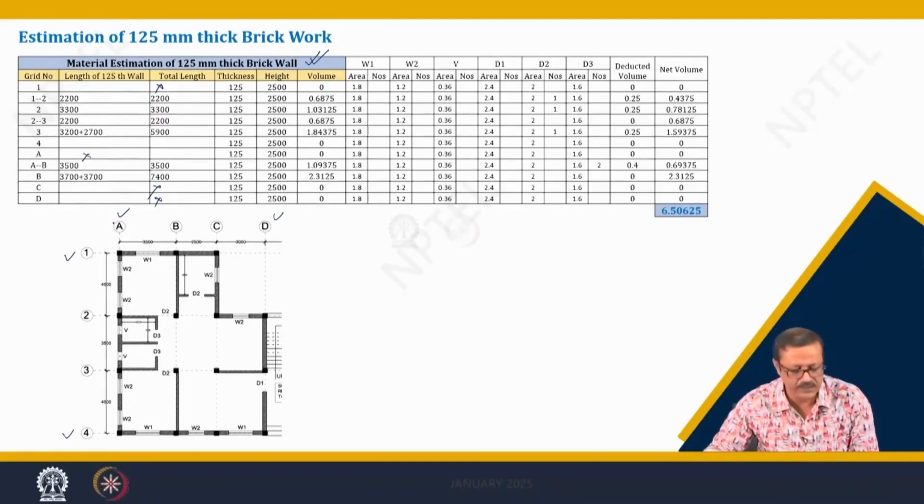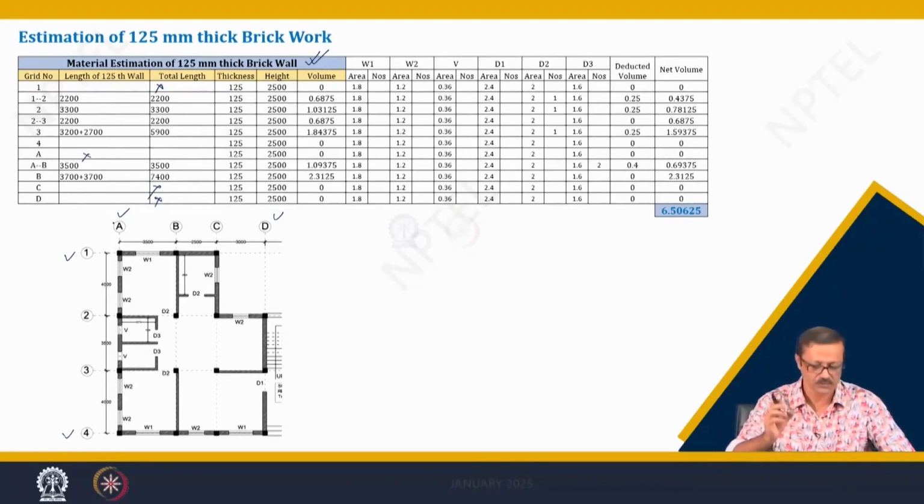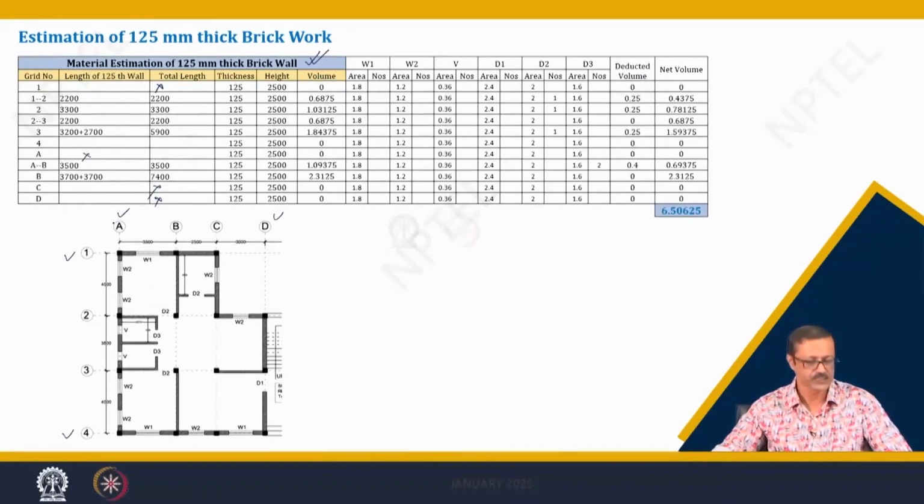So, this is something like the estimation. This is not in the domain of this building energy part, but we need to do this, and we need the specification and also the estimation of the material to convert that into the energy footprint, embodied energy footprint at least. So, it was 6.5 cubic meter of the 125 mm, the smaller one, and the 19.145 is the thicker one, the 250 mm brick wall.